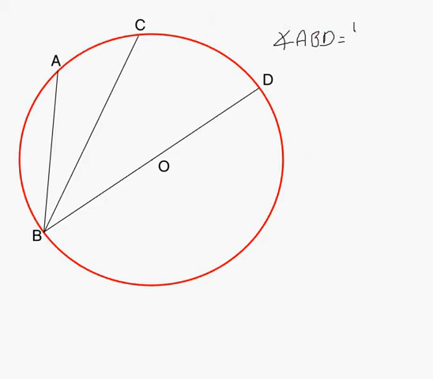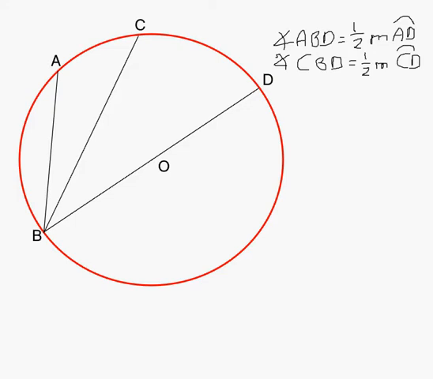Okay, let's just redraw that again. That's 1/2 times the measure of arc AD, and that's because ABD has a diameter as a side. We also know that for CBD, we have angle CBD is equal to 1/2 times the measure of arc CD. That being true because CBD has one of its sides as a diameter.